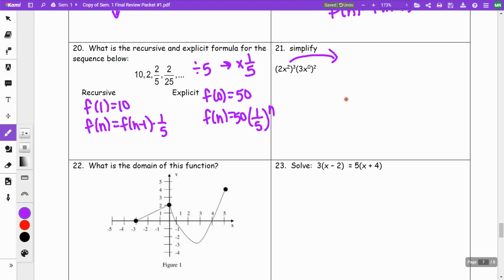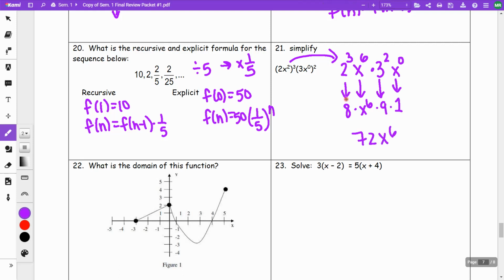Now here, my 2 is going to be cubed. When I do x to the second raised to the third power, power to power I multiply, I'm going to get x to the 6. My 3 is going to be squared. When I take x to the 0 raised to the second, power to power I multiply, I get 0. X to the 0 is just a 1. 2 to the third is an 8. This is going to stay x to the 6th. 3 to the second is a 9. So I'm going to get a 72 x to the 6th.